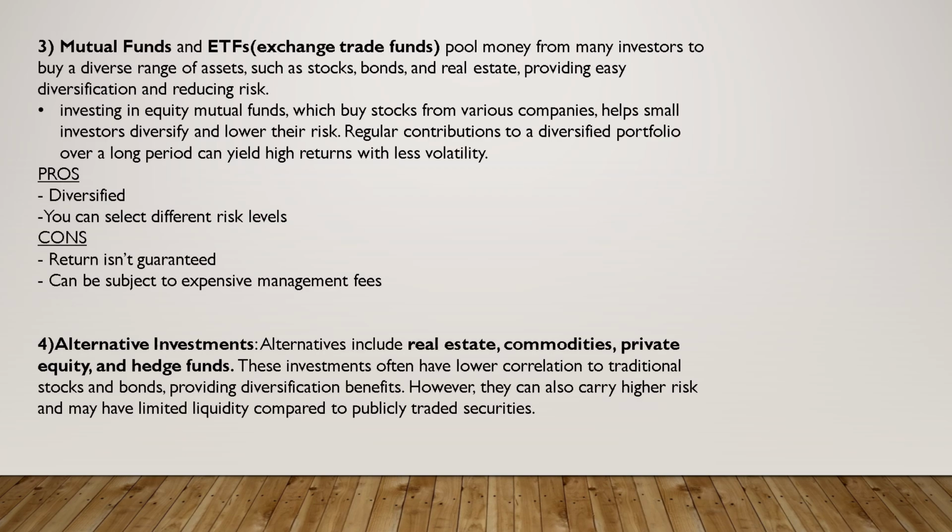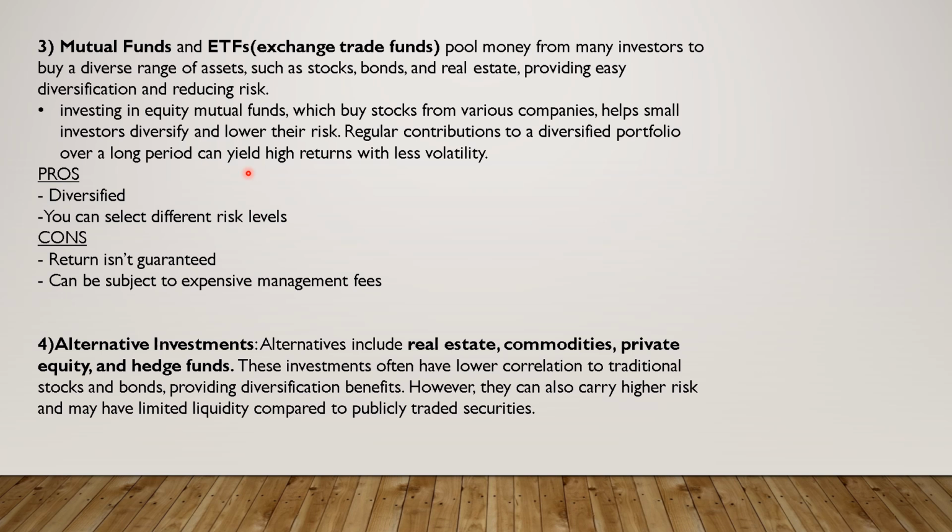We have mutual funds and exchange traded funds. These are pooled money from investors to buy a diverse range of assets such as stocks, bonds, and real estate, providing easy diversification and reducing risk. Investing in equity mutual funds, which buy stocks from various companies, helps investors diversify and lower their risk. Also, regular contributions to an investor portfolio over a long period can yield high returns and be less volatile or risky.